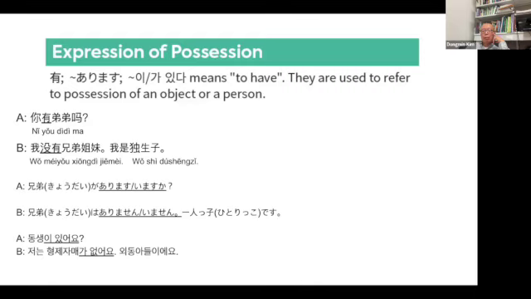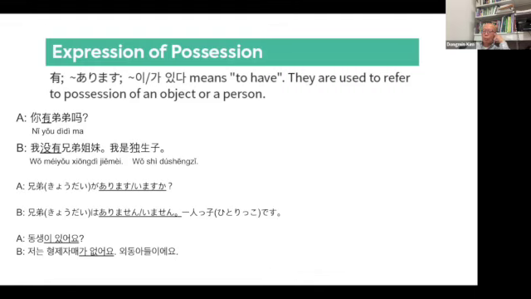And let's see the Korean language. 동생이 있어요? 저는 형제 자매가 없어요. 외동아들이에요. Here, 없어요 means don't have.